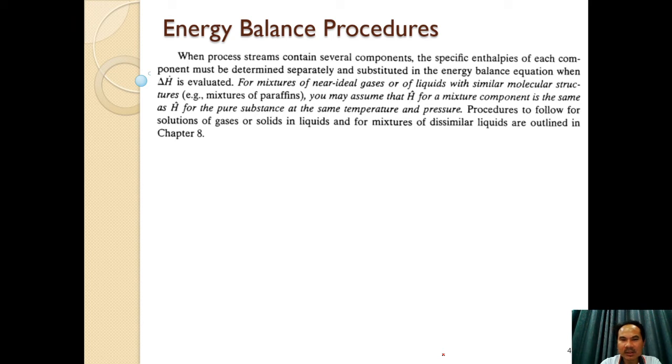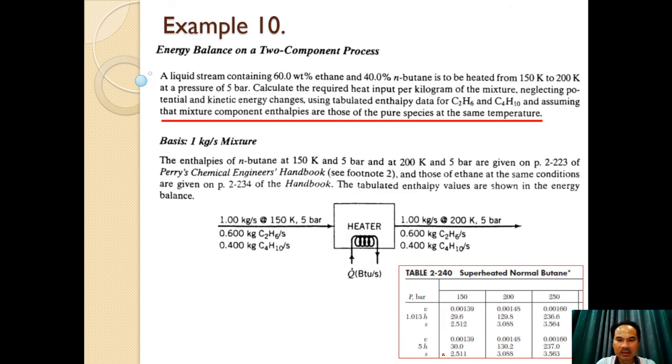Some comments: when the process stream contains several components, the specific enthalpy of each component must be determined separately. But for the easy way, we can consider a mixture of near ideal gas or liquids with similar molecular structure. Then we can assume that the enthalpy of the mixture components is the same as the enthalpy of the pure substance at the same temperature and pressure. Like this example, we have a liquid stream containing 60% ethane and 40% butane, in the liquid phase.